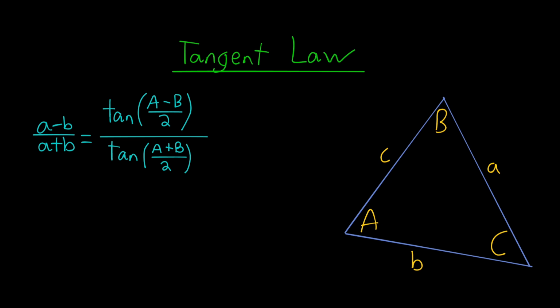the tangent law says. If you have a triangle like this, where we have A, B, C as the angles, then a, b, c as the sides, you can see that the difference of a and b divided by the sum of a and b is going to be equal to the tangent of (A minus B) over 2 divided by the tangent of (A plus B) over 2.